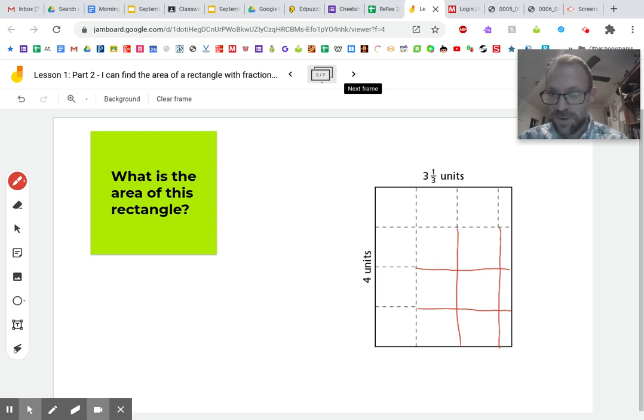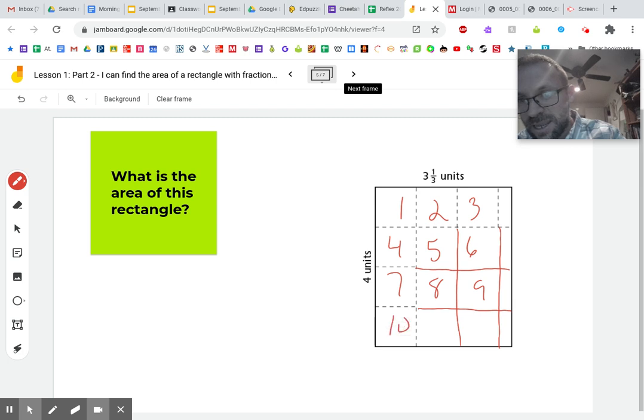Okay, there we go. So now the second step is to count the whole square units. Let's go ahead and do that together. 1, 2, 3, 4, 5, 6, 7, 8, 9, 10, 11, 12. All right. We have 12 whole square units. That's kind of the easy part now, isn't it?